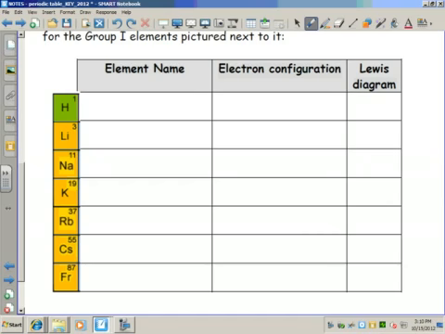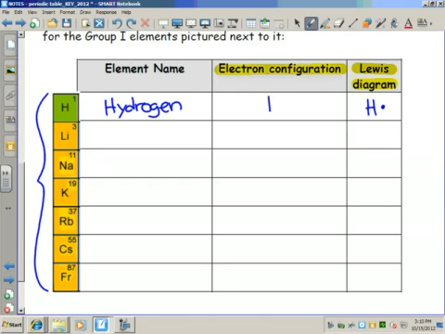We want to focus in this little exercise on electron configuration and Lewis diagram. All right. So for the element name, these are all the elements in group 1. H would be hydrogen. The electron configuration, simplest one we can get, is 1. And then the Lewis diagram would be an H with a dot or an X.